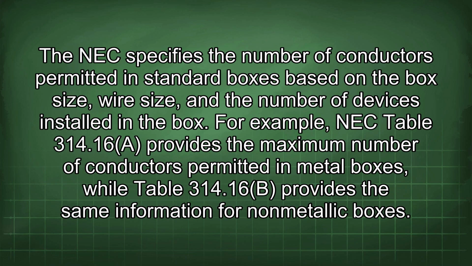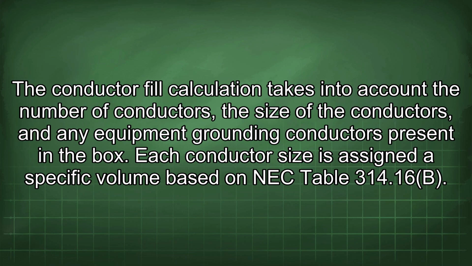The NEC specifies the number of conductors permitted in standard boxes based on the box size, wire size, and the number of devices installed in the box. For example, NEC Table 314.16(A) provides the maximum number of conductors permitted in metal boxes, while Table 314.16(B) provides the same information for non-metallic boxes. The conductor fill calculation takes into account the number of conductors, the size of the conductors, and any equipment grounding conductors present in the box.